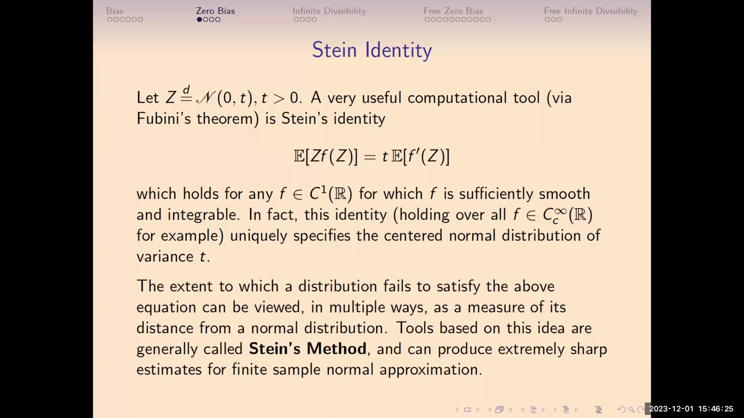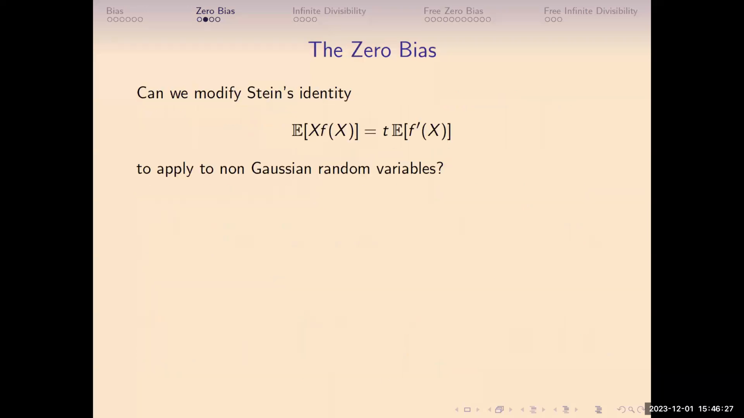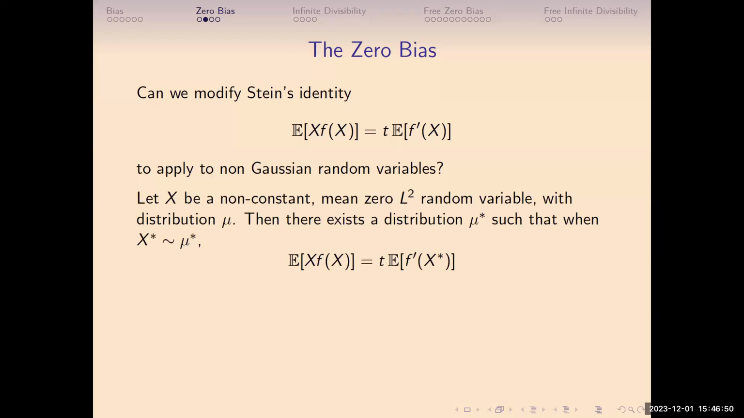Okay, so how do we make some kind of a transformation out of this, right? Is there some way that we could modify this identity to apply to non-Gaussian? Okay, we have to modify it somehow because this identity characterizes the Gaussian, right? So we have to change something, change the left-hand side, change the right-hand side. There's various ways you can do it. So I'll just show you, I guess, my favorite way, how you can modify it.